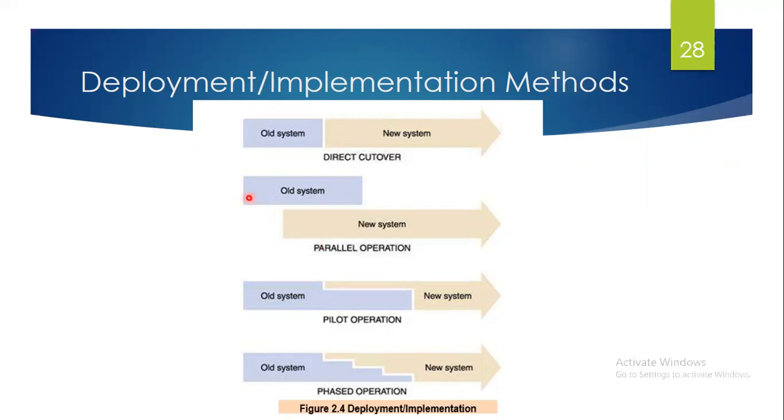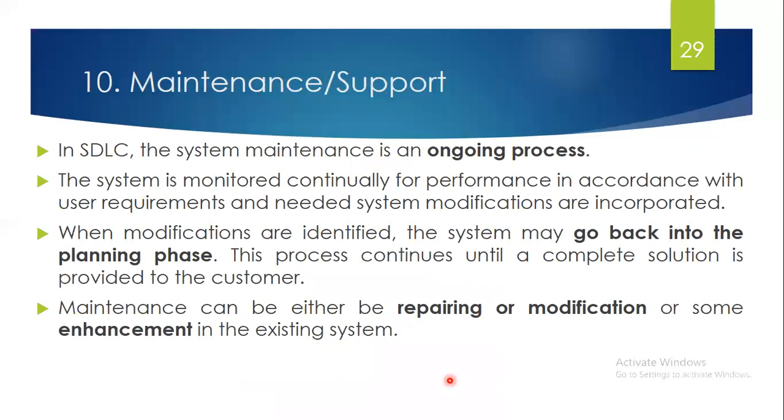In parallel operation, the old system is running as well as the new system is also running, and then finally the users will shift towards the new system. Then pilot operation, the new system is installed for some small number of users, then other users will also shift to the new system. Then phased operation, old system is gradually discarded and new system is gradually implemented, and finally the new system is completely implemented.